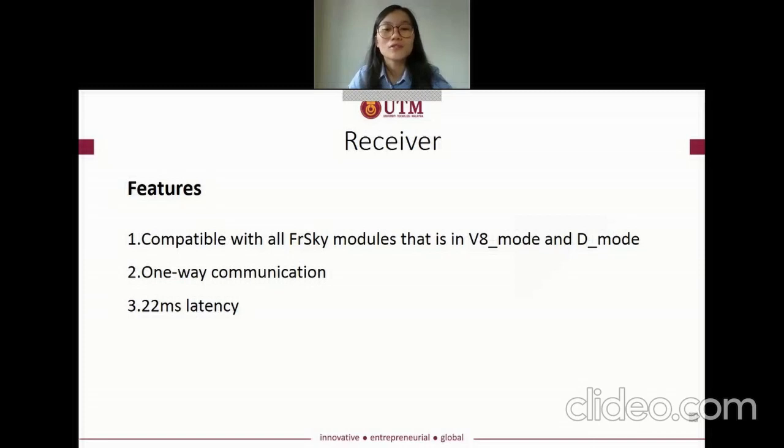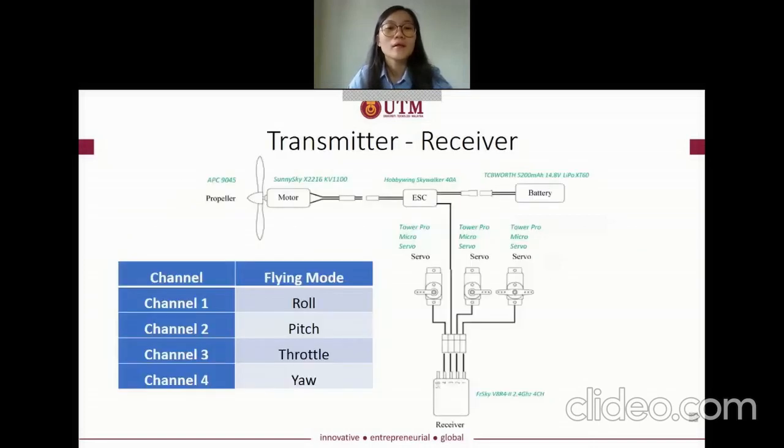This value is considered small enough because the flight speed is limited to 20 meters per second in our flight testing. Therefore, there is an acceptable time gap for the pilot to recover the airplane if any incident happens.